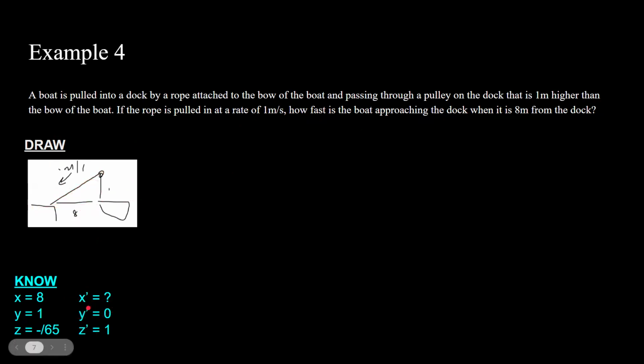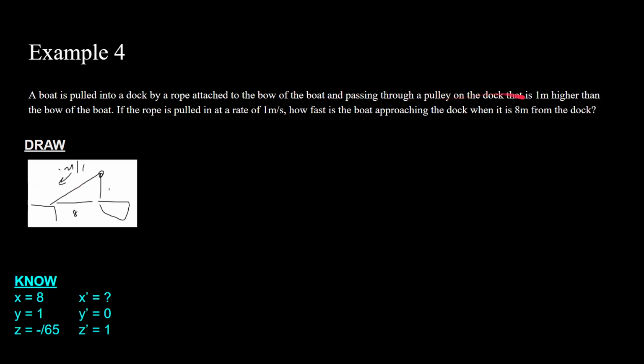Now, why is Y prime 0? Because the distance right here is not changing. It's always going to be 1 meter higher. That's just supposed to be assumed. And that's where these questions can be hard, but you just have to think about that. They didn't tell you it, there's no way you could find it, so we should assume it's staying the same, even though it doesn't say that, which it should, in my opinion.